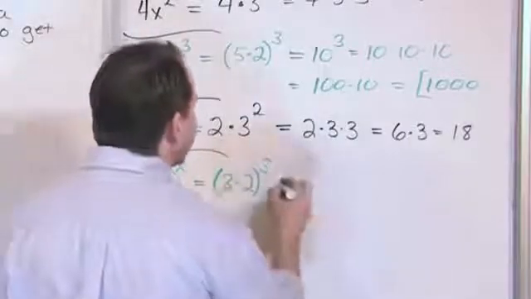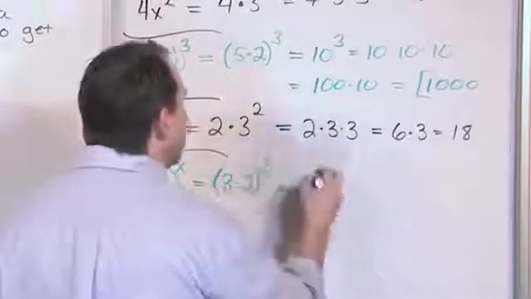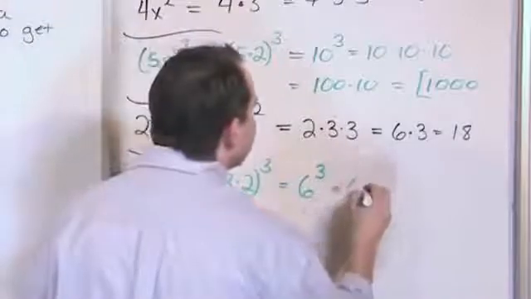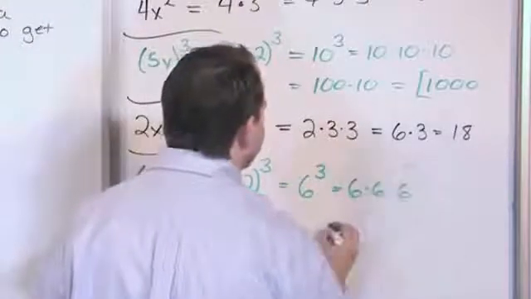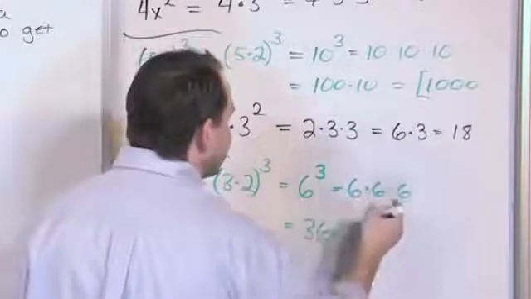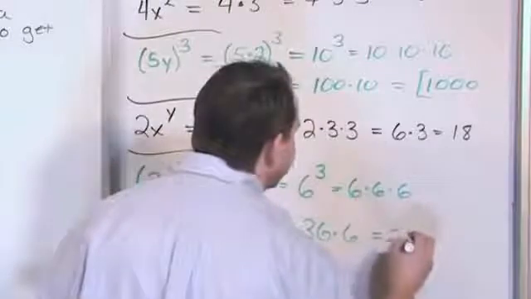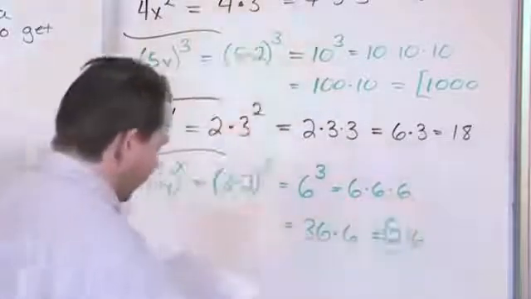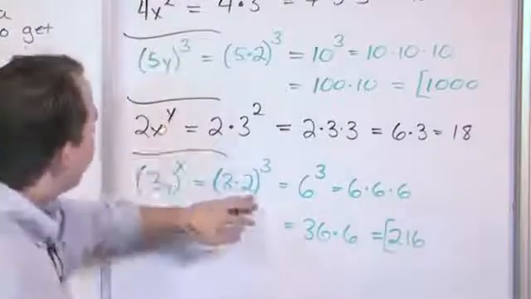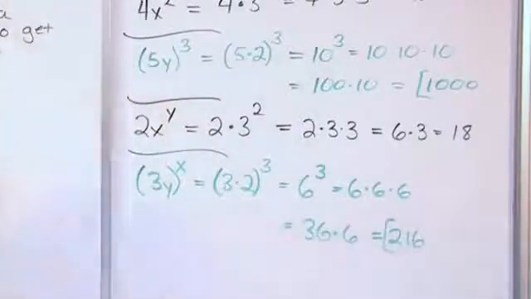3 times 2 is 6. Now that 6 was what was in here. It's all raised to the 3 power. Now we know exactly what to do because this is 6 times 6 times 6. 6 times 6 is 36. Still have to multiply by my final 6. 6 times 36 is 216. And this is the final answer, 216. So plug in the values, evaluate what's in the parentheses, and then do the exponent. And that's going to get you very far.